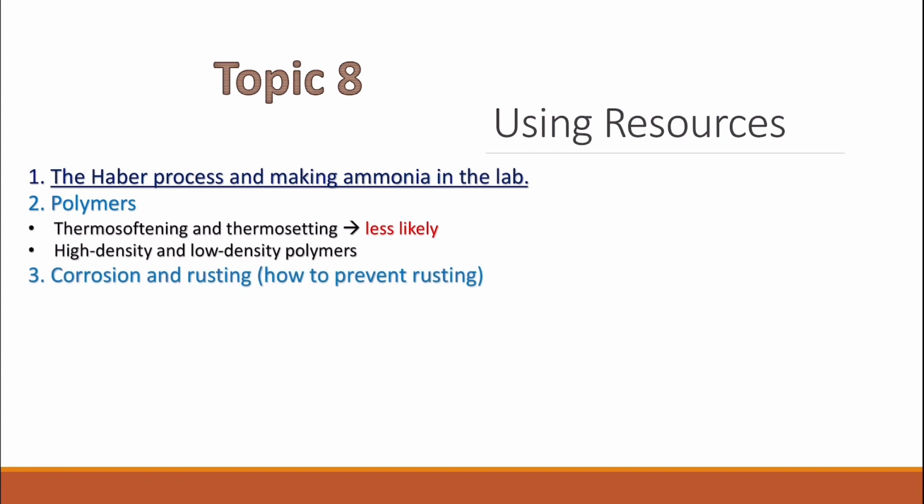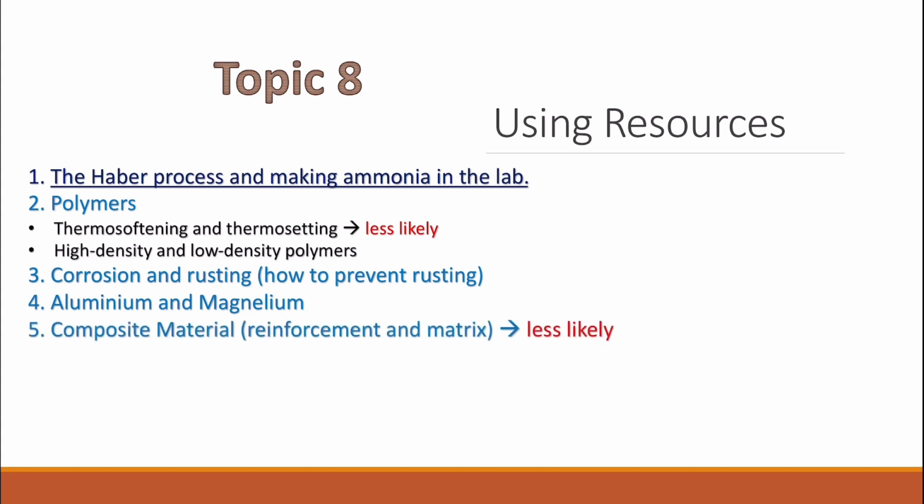Corrosion, rusting and how to prevent rusting was in the exam last year. Still less likely, in my opinion. Aluminium as well, it was in the exam last year. It's less likely. I would never exclude anything anyway, but it's less likely. Composite material was in the exam as well last year, so less likely as well.